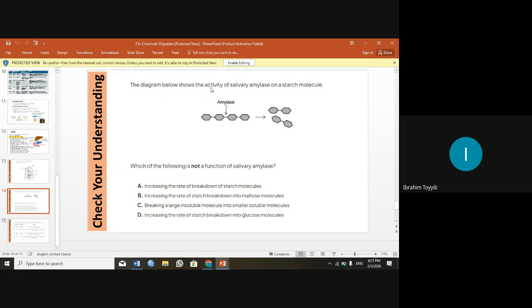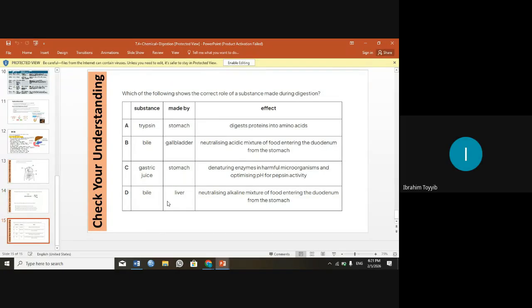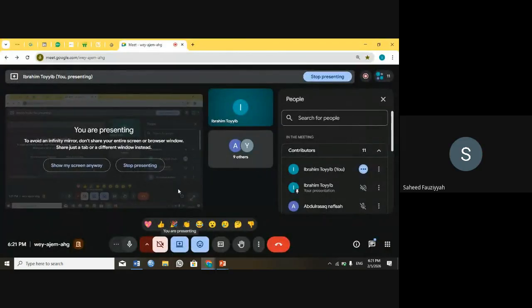So the diagram shows the activity of salivary amylase on starch molecule. Which of the following is not a function of salivary amylase? You know that already. Trypsin in the stomach digests protein to amino acid, or gallbladder neutralizing. So now we've come to the end of the class.